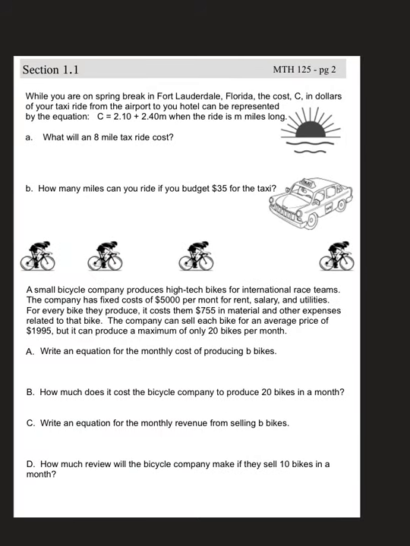While you're on spring break in Fort Lauderdale, Florida, the cost represented by C in dollars of your taxi ride from the airport to your hotel can be represented by the equation C equals 2.10 plus $2.40 a mile. And then we are assuming that the ride is going to be M miles long. So if they want us to find out how much it would cost to take an 8-mile taxi ride, we would be plugging 8 in for M. And so our equation would look like this. And after putting that in my calculator, I've determined that that ride is going to be $21.30.